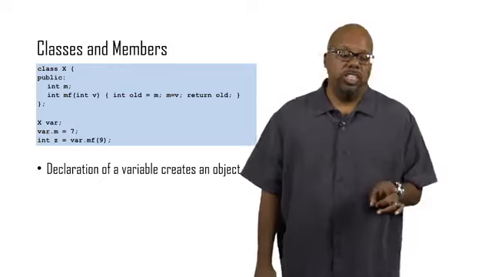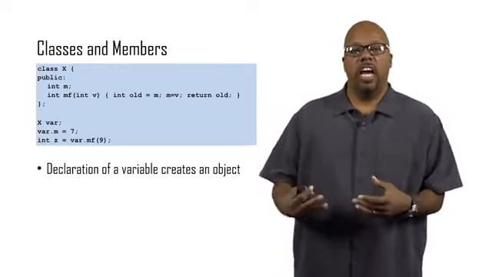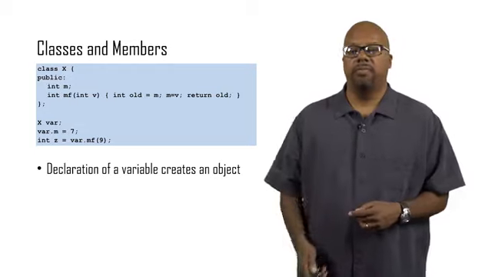So the declaration of the variable creates an object. When I say x var, it creates an object of that class, and we're calling it var, of that class X.